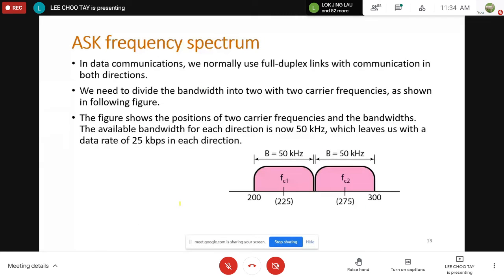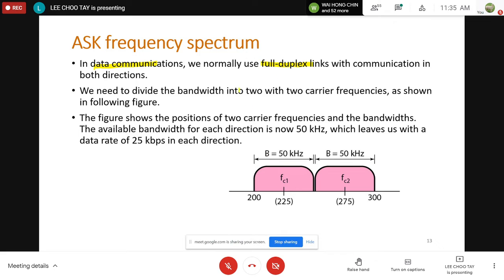All right, so in data communication, we normally use a full duplex link. Full duplexing meaning we have communication in two directions. One is from my place to your place. The other one is from your place to my place. So if you check your Wi-Fi, you have upload speed and download speed. Yeah, that's the one. One is upload, which means from me to you. Download is from you to me.